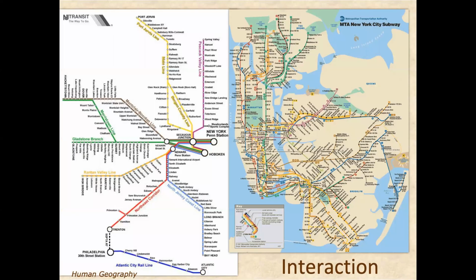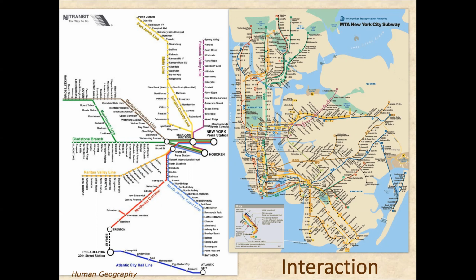Here's a good example of interaction: the subway system of New York. And not only the subway system of New York, but also New Jersey Transit, all the different lines that come from Port Jervis or Spring Valley or Hackettstown or Gladstone or High Bridge or Trenton or Bayhead. They all basically connect at Secaucus Junction on their way to either Hoboken, Newark, or New York Penn Station. Once at New York Penn Station, you can find your way anywhere in New York City by using the mass transit or MTA system. That's interaction.